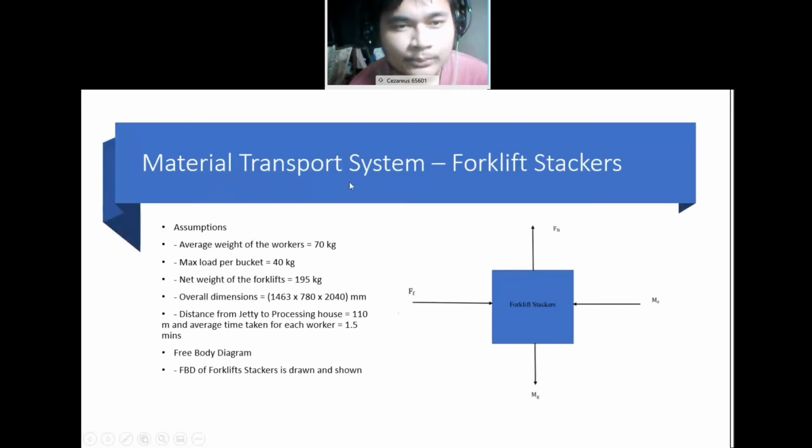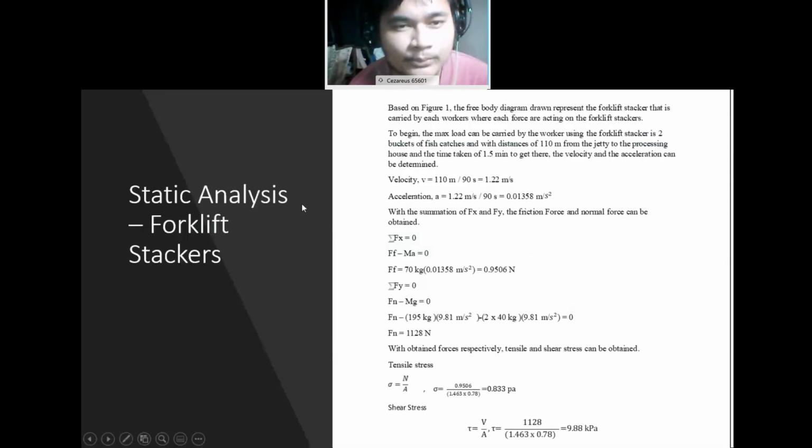So in the material transport system, forklift stacker, we start off with the assumptions: the average weight of the worker is 70 kg, max load per bucket 40 kg, the net weight of the forklift stacker is 195, and these are the overall dimensions. The distance covered is 110 meters, and the time taken to get there is 1.5 minutes. So this is the free body diagram. This is the force of the human, and this is the normal force. This is the combined force between the forklift stacker and the fish catches, and this is the friction force.